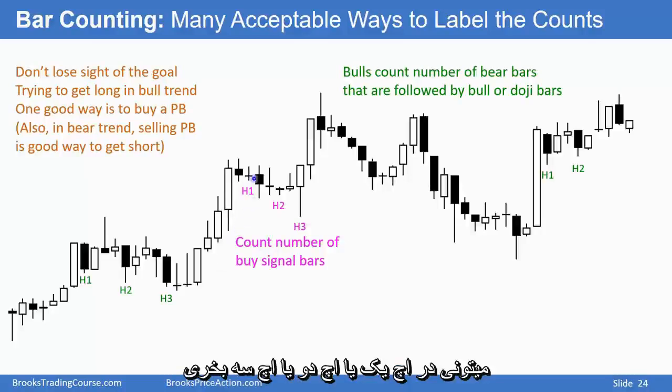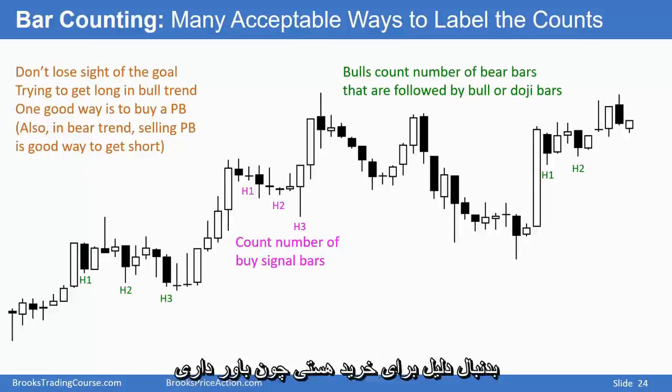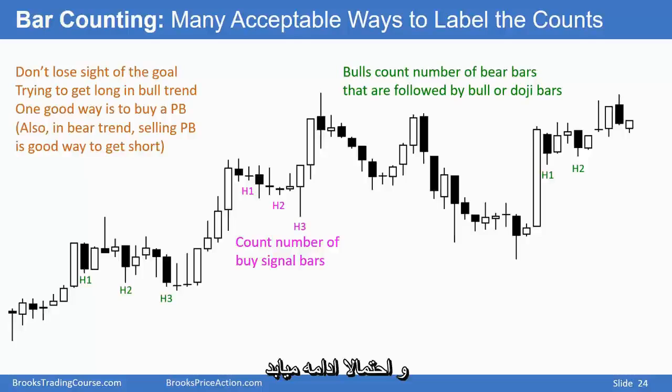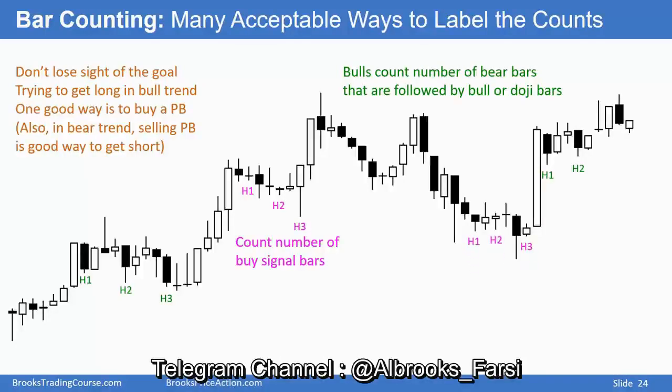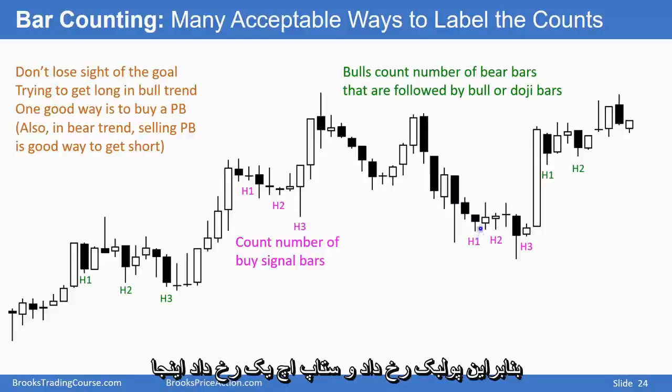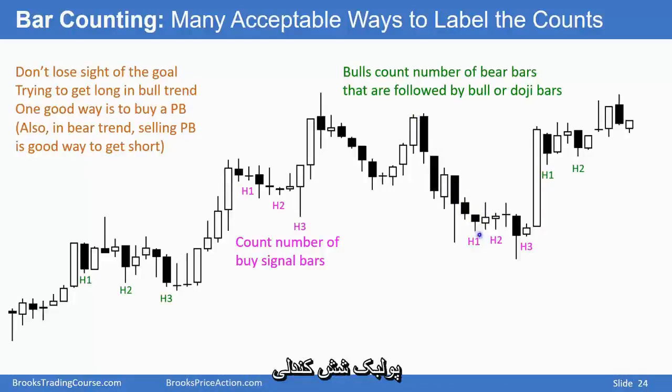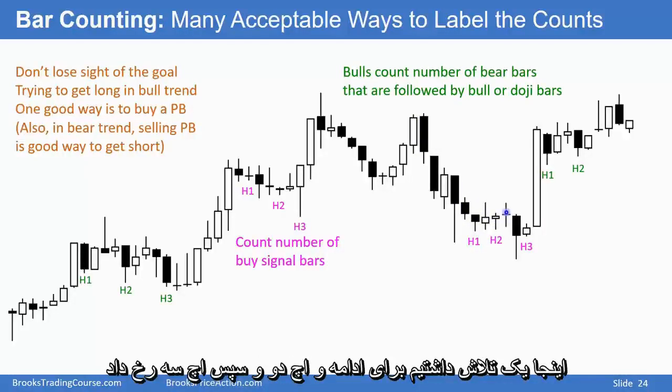You can buy the high 1, you can buy the high 2, or you can buy the high 3. You're looking for a reason to get long because you believe the trend is strong enough so that it will probably resume. So pullback high 1, we got a high 1 here, 6-bar pullback, and then we got an attempt to resume here, so high 2 and a high 3.